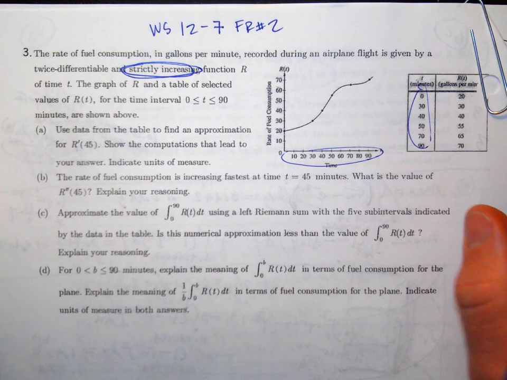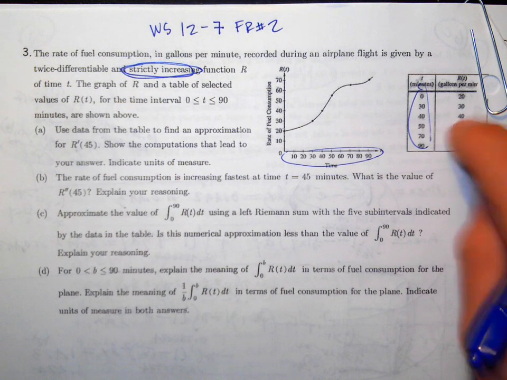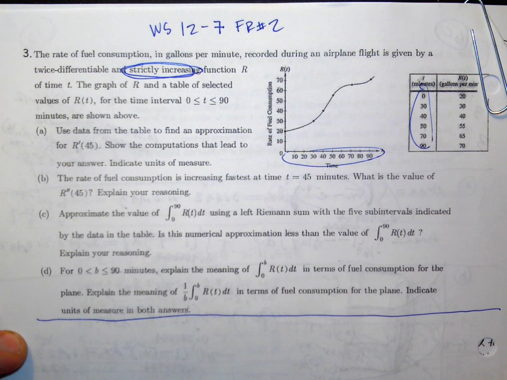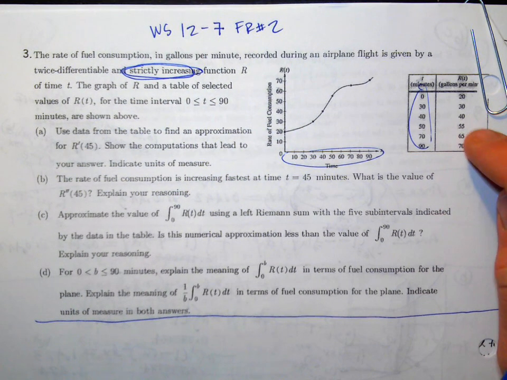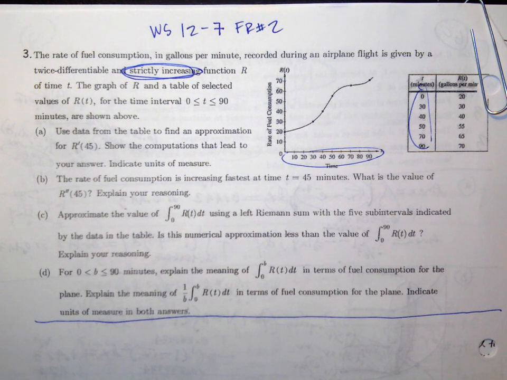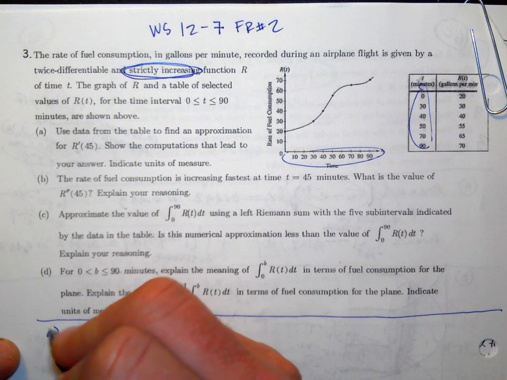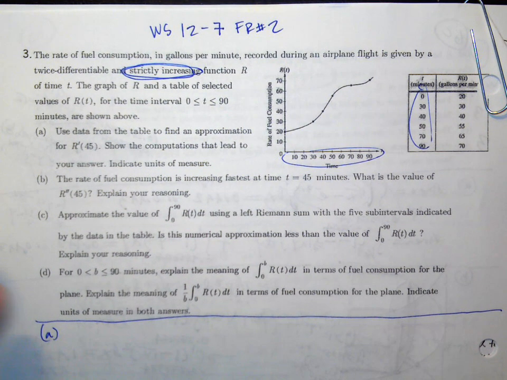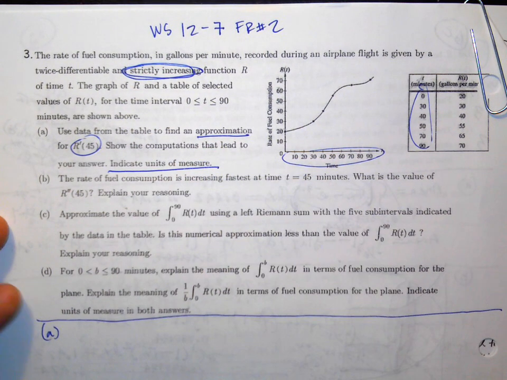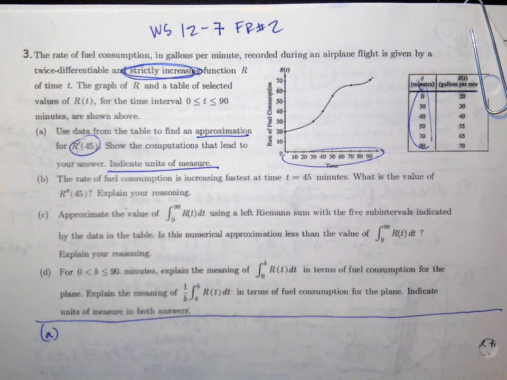Now when you have tables and no equation, you should probably assume that you're going to use some estimation techniques like Riemann sums or trapezoidal approximations to find an integral, or the slope between neighboring points to find the slope of a secant line, either the average derivative or just an estimate of the derivative at a certain point nearby. Part A says to use the data in the table to find an approximation for R prime of 45. Show the computations that lead to your answer. Indicate units of measure. You should be putting units for sure anyways.